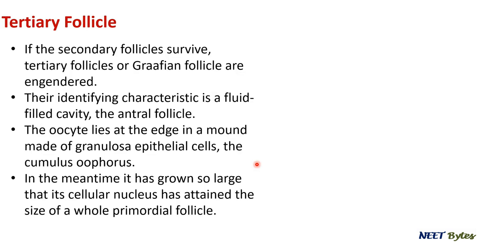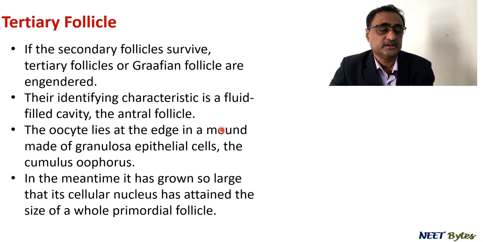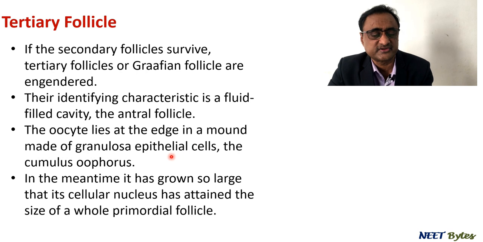Now let's talk about the tertiary follicle. In case of tertiary follicle, what happens? If the secondary follicles survive, tertiary follicle or Graafian follicles are formed. Their identifying feature is a fluid-filled cavity, what we call antral follicle. The oocyte lies at the edge in a mound made of granulosa epithelial cells, the cumulus oophorus, which we have seen in the previous diagram. In the meantime, it has grown so large that its cellular nucleus has attained the size of the whole primordial follicle.